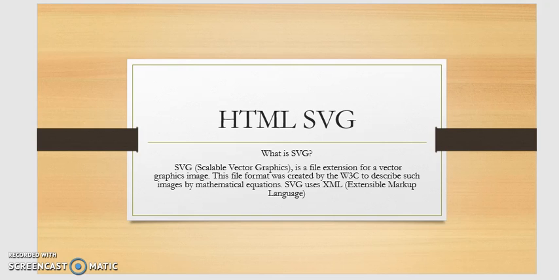Okay, to start we should know what SVG is. SVG is a file extension for a vector graphics image. This file format was created by the W3C to describe such images by mathematical equation. SVG uses XML, Extensible Markup Language.